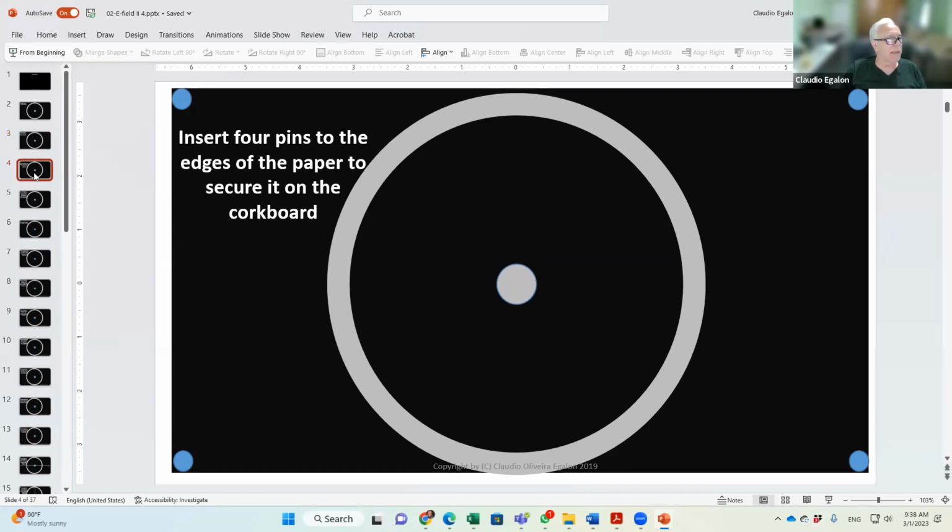In the next step, we insert 4 pins at the edges of the paper. We do that just to secure the cork board. I want you to have a picture of what we do, right?